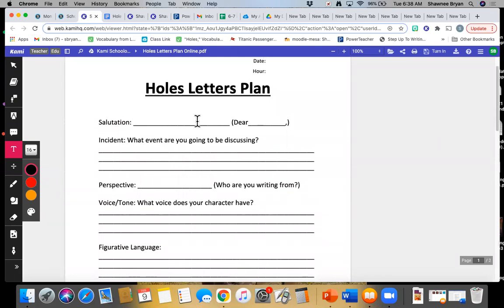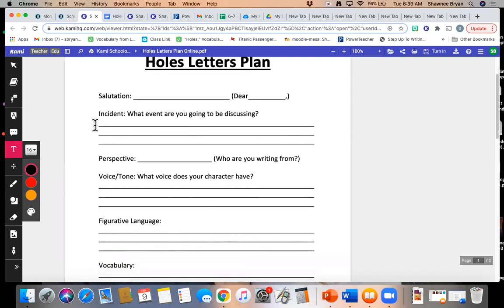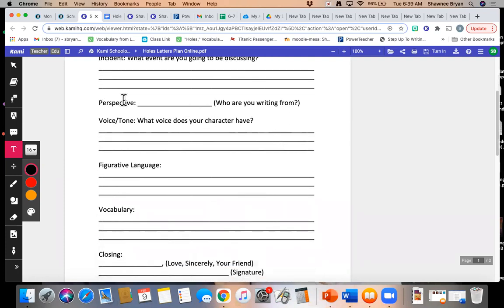So it's a spot for your salutation, dear whoever you're going to be writing to. You're going to pick this based on your incident or your event from the novel. So based on the event, who would you possibly want to write a letter to explaining what happened or perhaps complaining about what happened? The incident, what event are you going to be discussing? Remember, you are picking one singular event for both letters. Perspective, who are you writing from? So this first one should be one of the children campers, and the second one should be an adult.